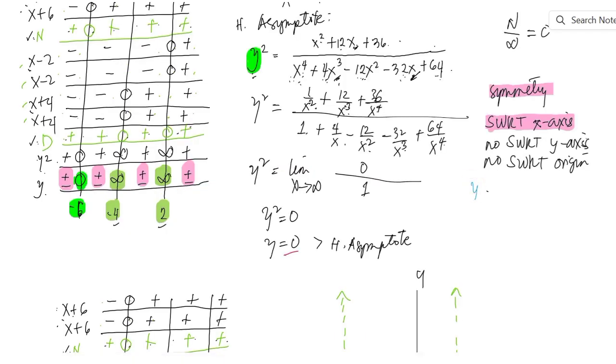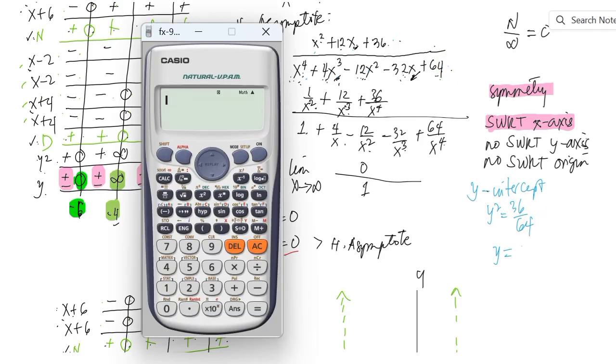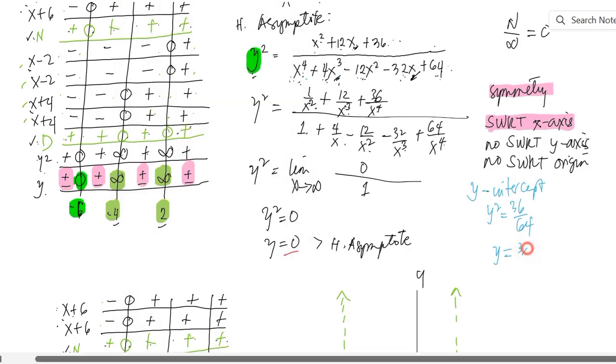For the y-intercept, what we are going to do is let x is equal to 0. So every x here would be 0, so that would give us 36 over 64. So y squared is equal to 36 over 64. So computing for the value, we take the square root of that. So we have the square root of 36 over 64. That would give us 3/4 or equal to 0.75.